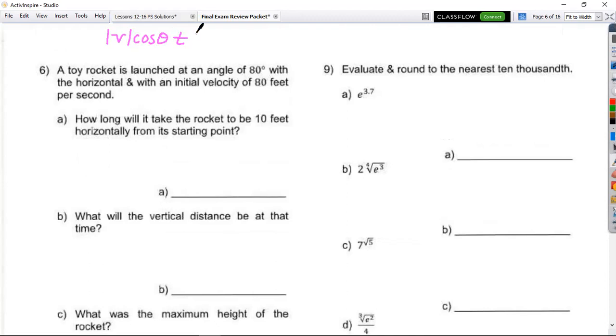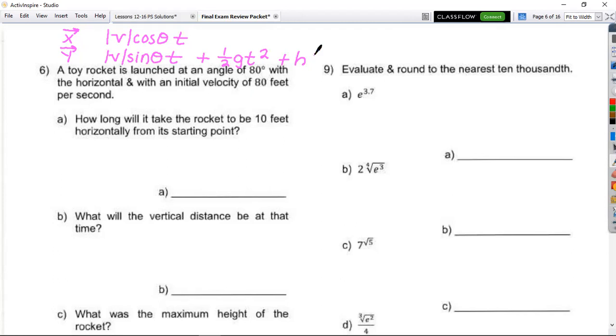And then it's also going to give you your formula for y as well. So that one I've got velocity, sine theta t, and then plus 1/2 g t squared and plus h if you have it. Most of the time you don't. Okay, so we're going to use those formulas right there.